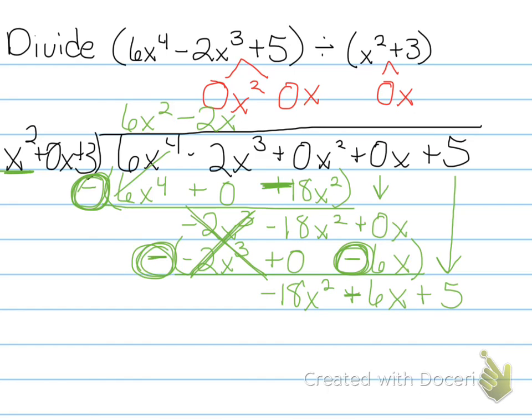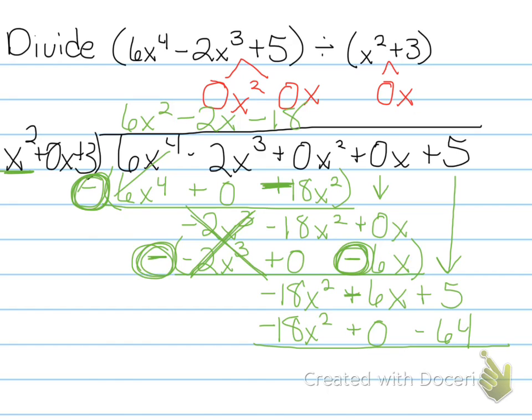Go back to your divisor. So what do I need to multiply x squared by to make it become a negative 18x squared? Well, that would just be a negative 18. So then multiply negative 18 times all of x squared plus 0x plus 3. Negative 18 times x squared would be a negative 18x squared. That's what I wanted. Negative 18 times 0 is still 0. Negative 18 times 3 would be a negative 64.